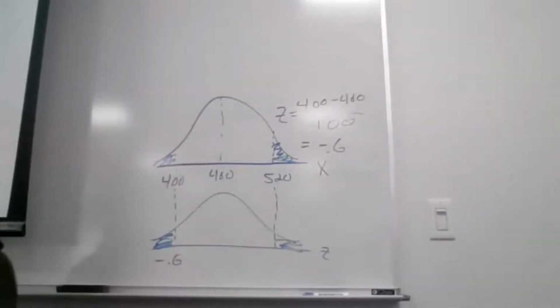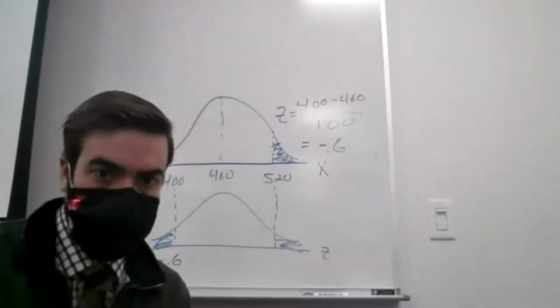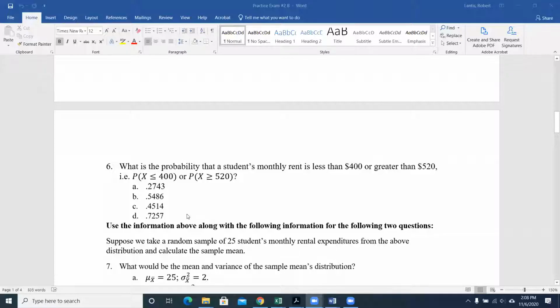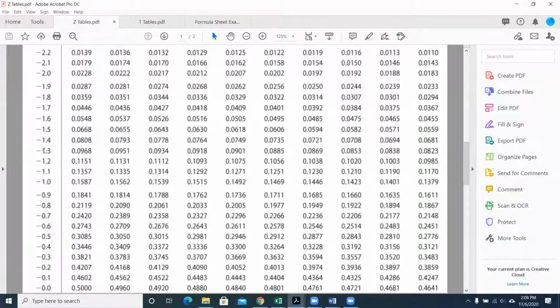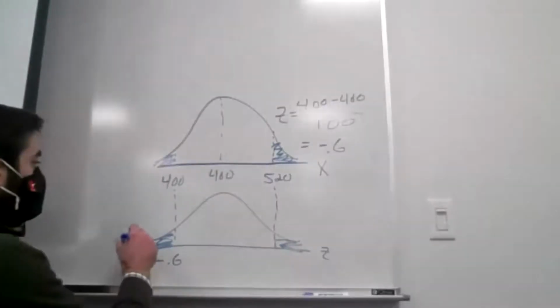So I'm going to look that up in the standard normal table. Go here. So negative 0.6, 0.2743.